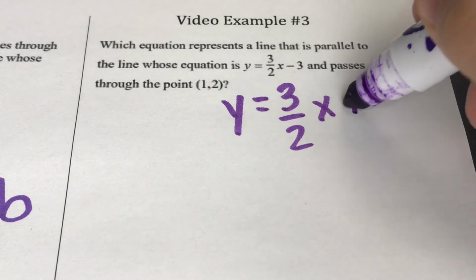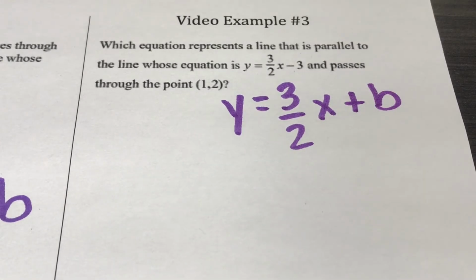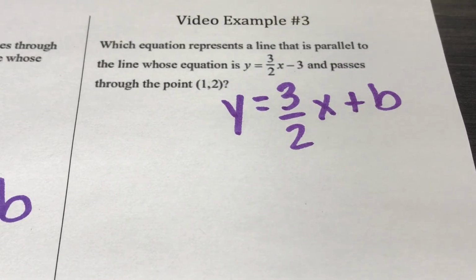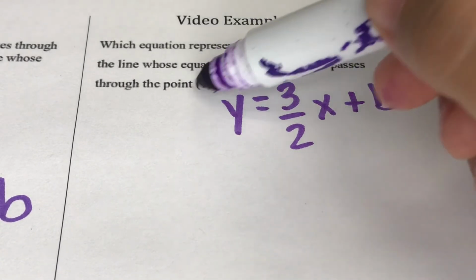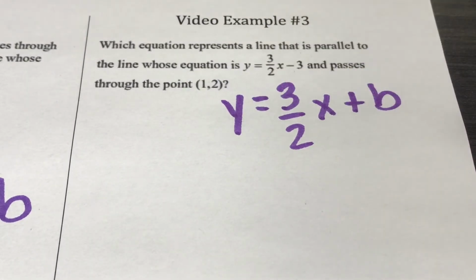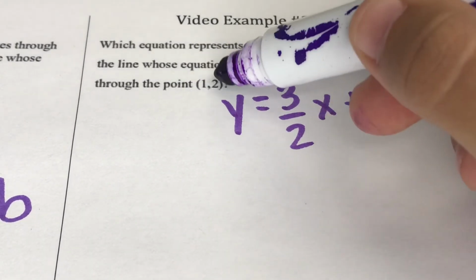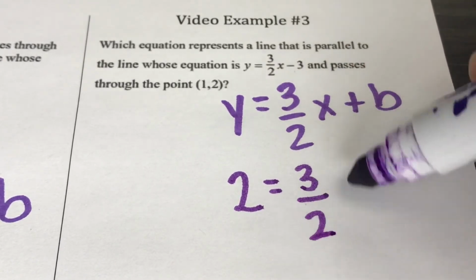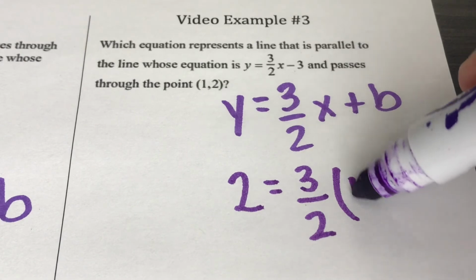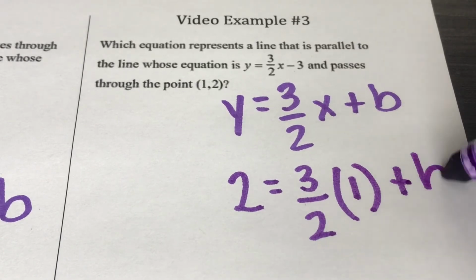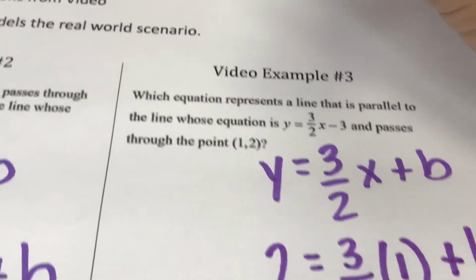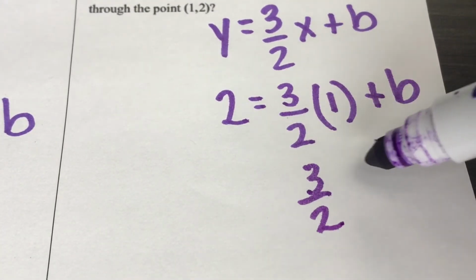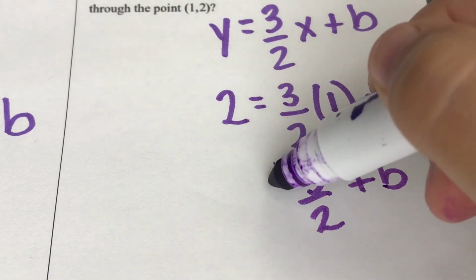So let's add plus b. Again, we know our parallel line has to pass through the point (1, 2). So let's plug in 1 and 2 for x and y. Our y from this point is given by the 2. Now 3/2 is now being multiplied by 1 plus b. 3/2 multiplied by 1 is just 3/2. Let's rewrite the rest.